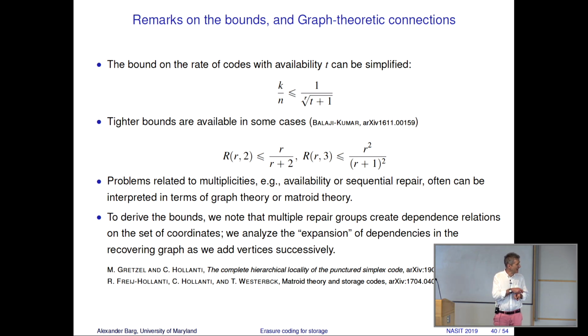Tighter bounds are available for availability 2 and 3. Balaji Kumar, the cited paper. So these are the formulas. And the bounds that are related to multiplicities in general, including availability, we could think of this as providing some functionality in more than one way.